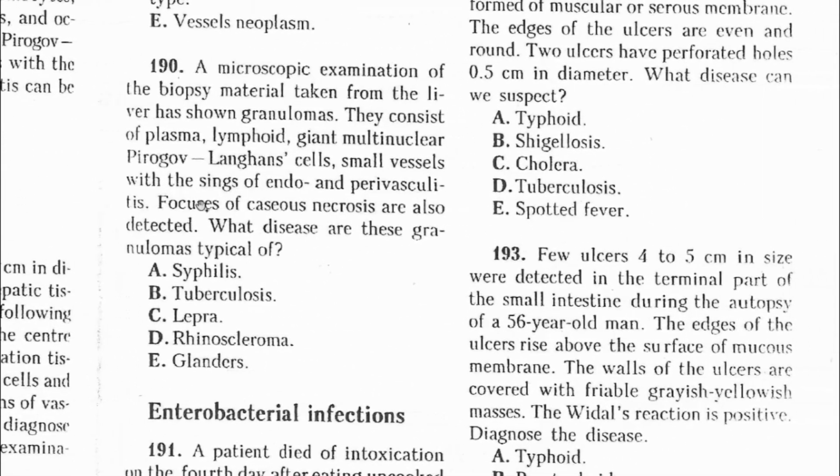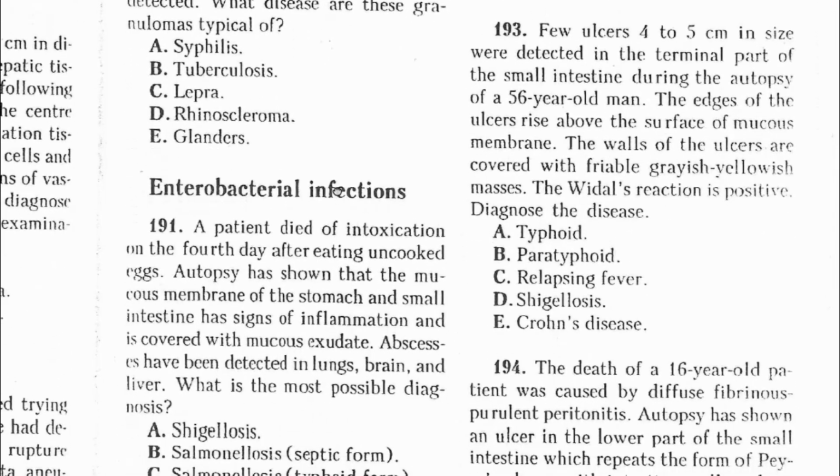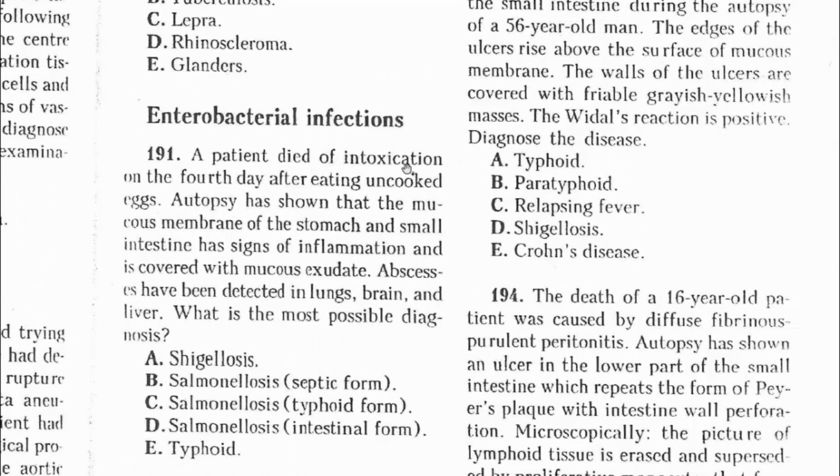90. A microscopic examination of the biopsy material taken from the liver has shown granulomas. They consist of plasma, lymphoid, giant cells, small vessels with signs of vasculitis. What is your answer? This is syphilis, just like the previous question. So it's A.